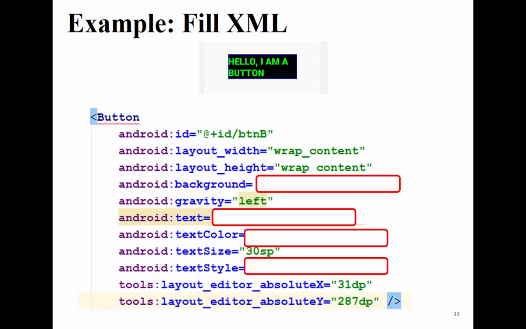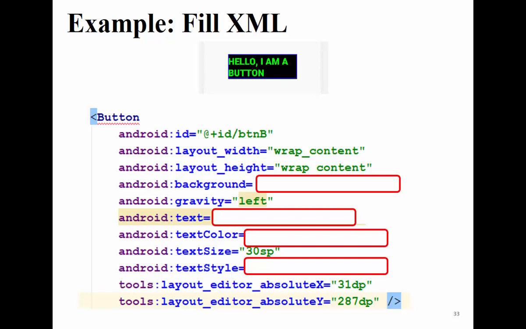What is the background of this one? The background is black, but to represent black in Android Studio, we're going to use hex numbers. And if you can see, all the values of the XML tags are strings. You have to put them inside double quotes. So the value here is a string between two double quotes, and it should represent the background color, which is black.